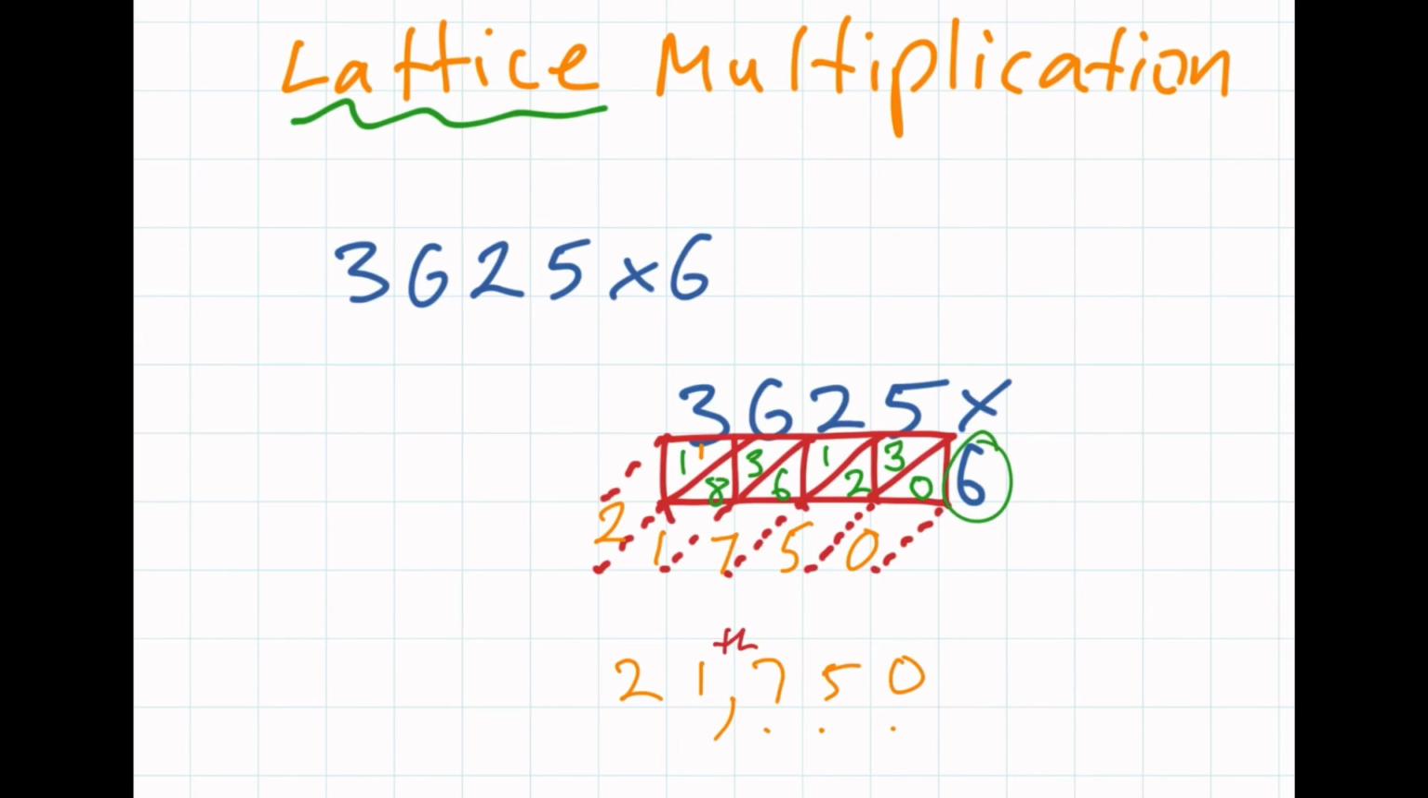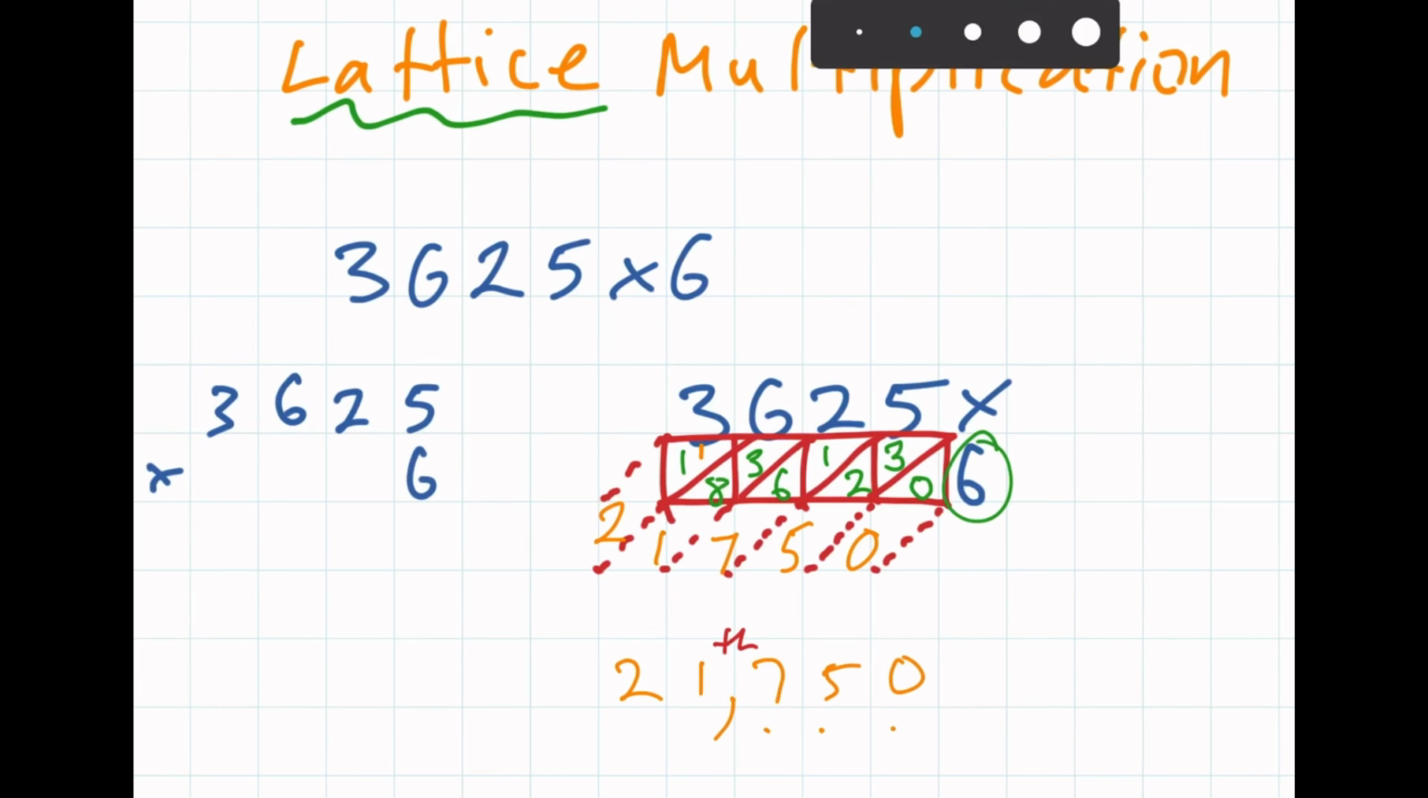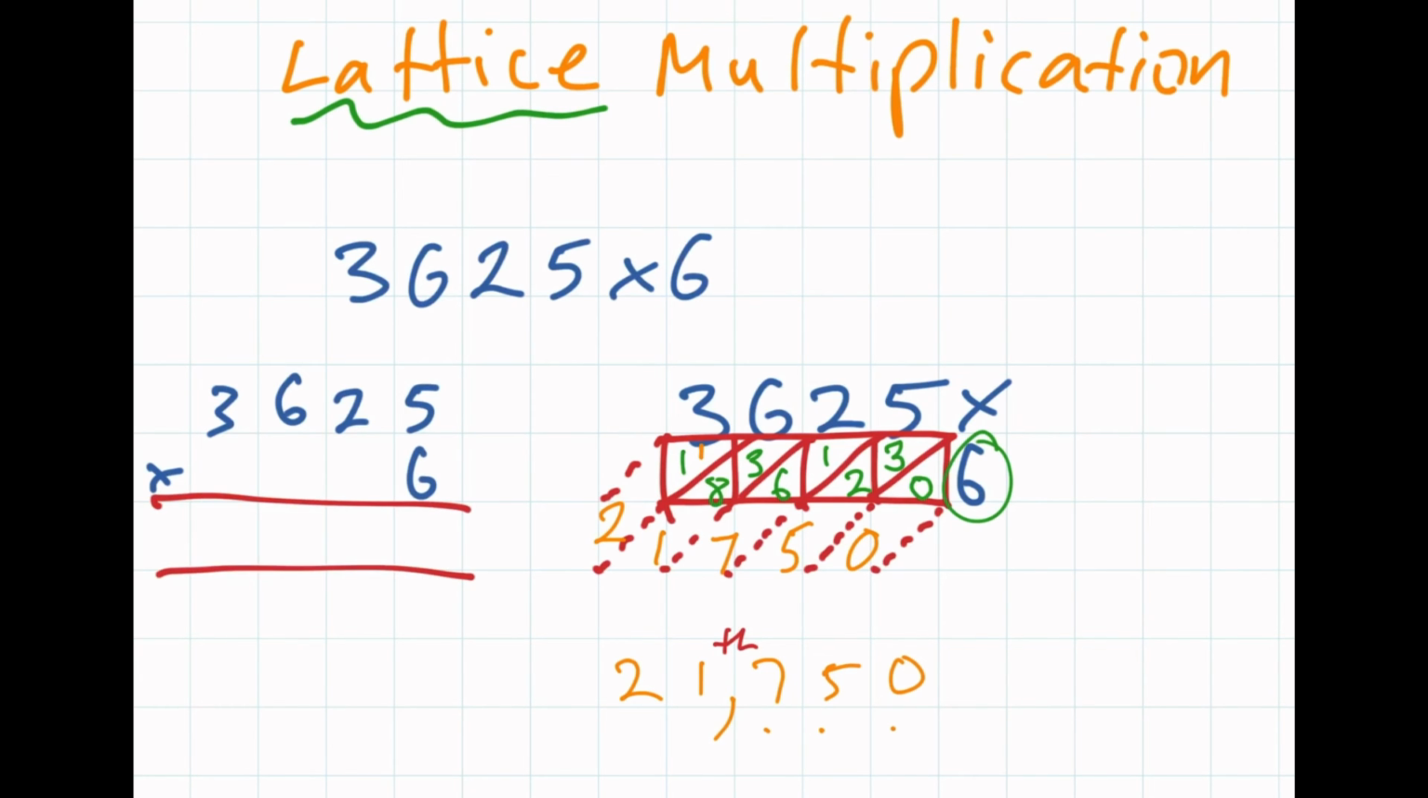Just to verify that this is true, I'm now going to do it using the traditional algorithm, the one that we normally use. So 3,625 times 6. Do my lines. So multiply away. So 6 times 5 is 30. Put down the 0, carry the 3. 2 times 6 is 12. 13, 14, 15. Carry the 1. 6 times 6 is 36. Plus 1 is 37. Carry the 3. And 3 6s are 18. Plus 3 is 21. And you can see that I've come up with the same answer.